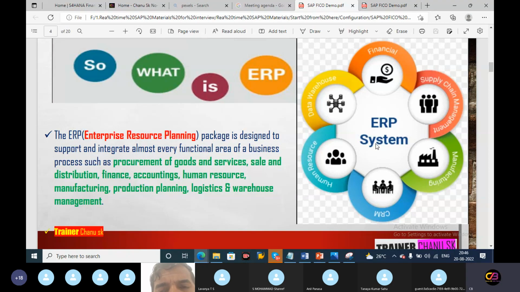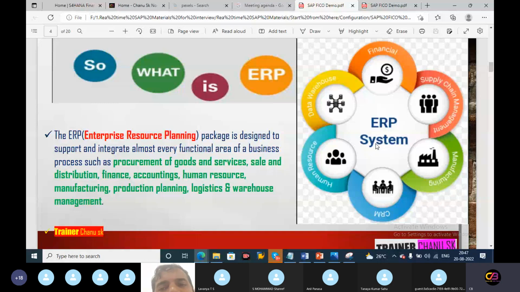So let's say every department is one module. Finance is one module, FI; controlling is one module, CO; management accounting, CRM (customer relationship), and human resource are each one module. So every module is integrated. SAP FI module is integrated with the MM module, SD module, PP module, HR module. So like that, SAP is an ERP software. That means it is integrated with all the departments.